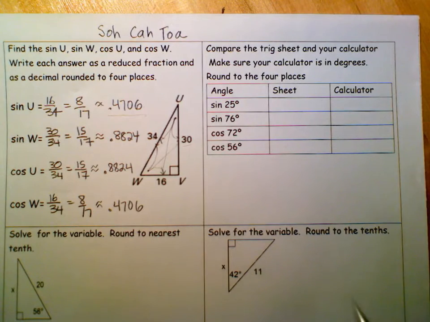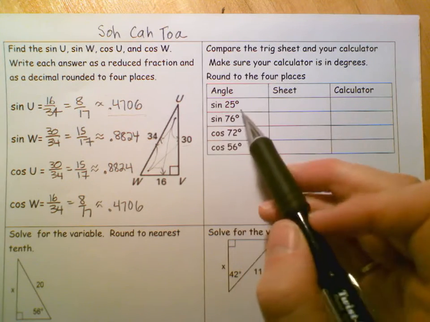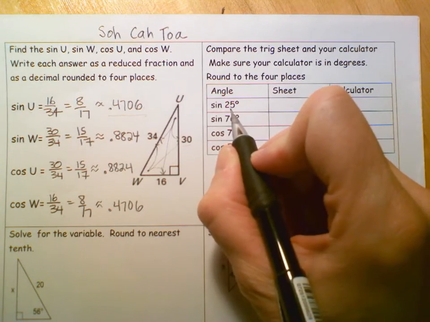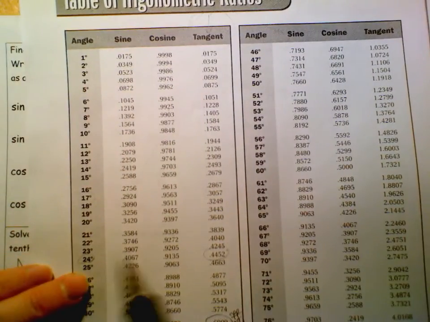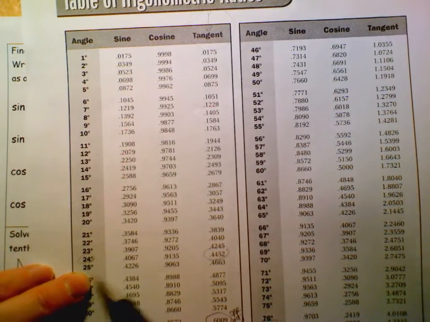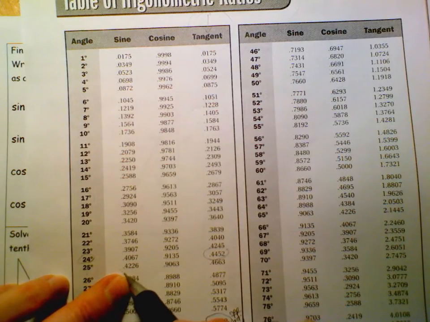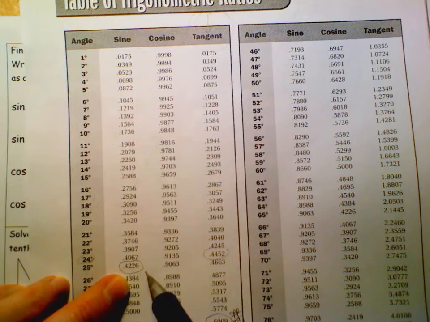All right, so I'll do the first one here, making sure you can use your calculator. The sine of 25 degrees from our sheet means that we are going to go down to 25 degrees, and the sine column is the very first column. So here's where you have to be careful that you get into the right column. 0.4226.